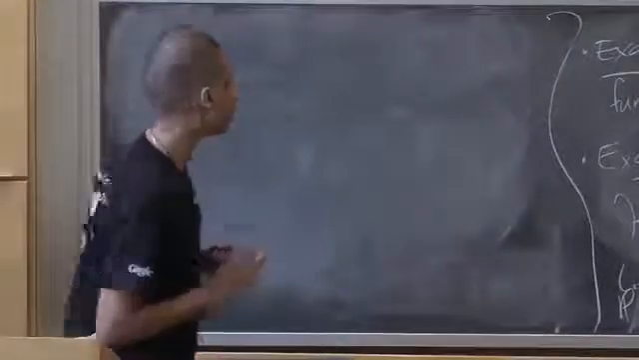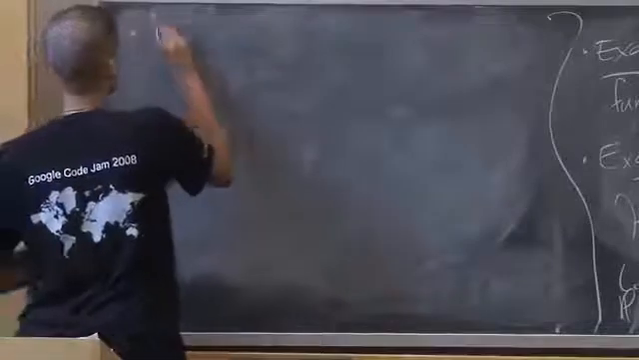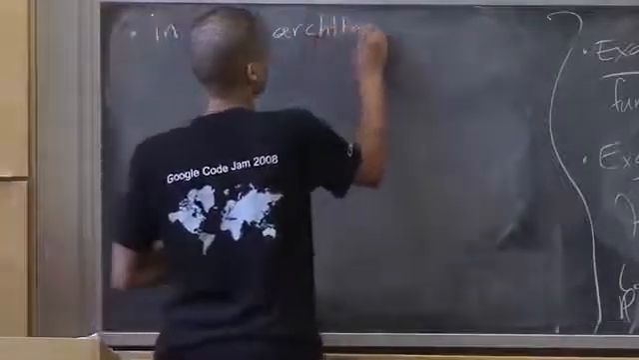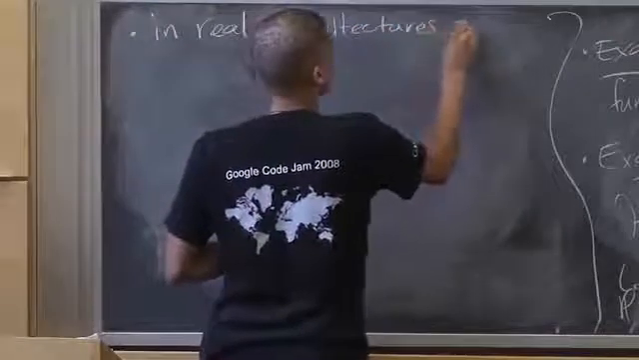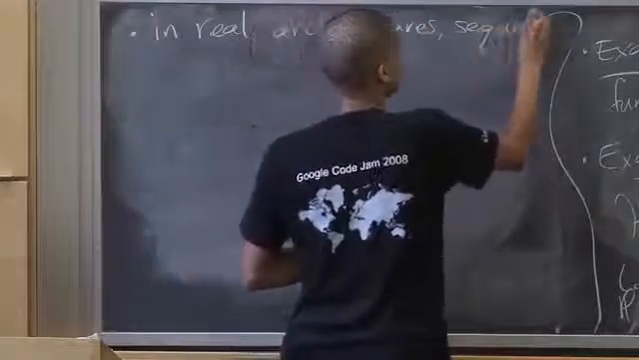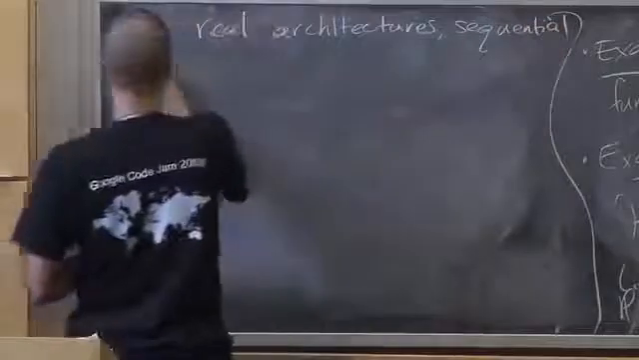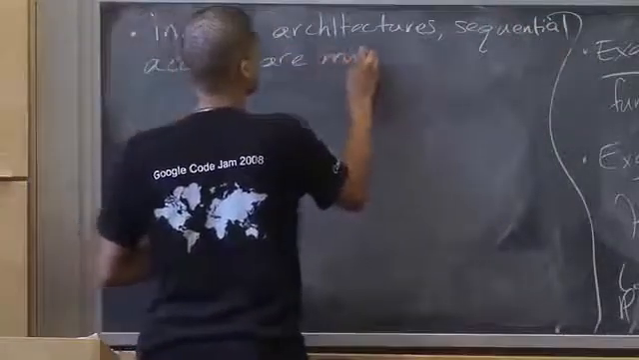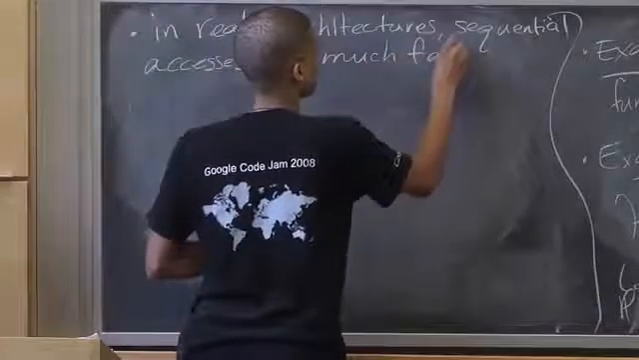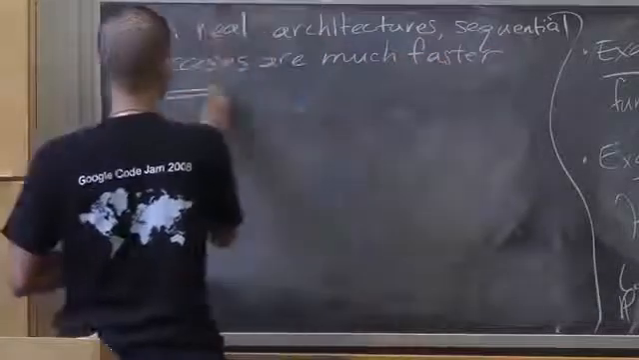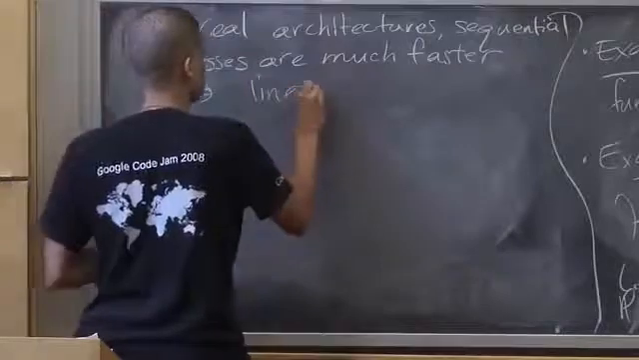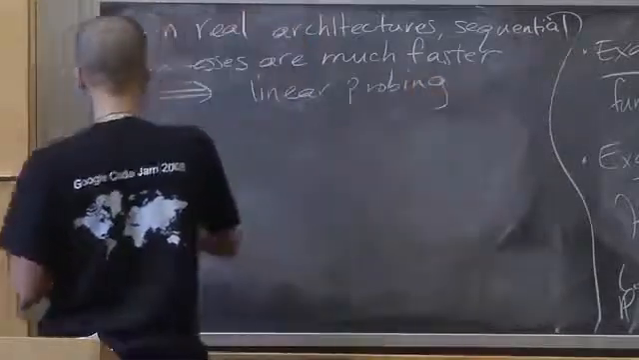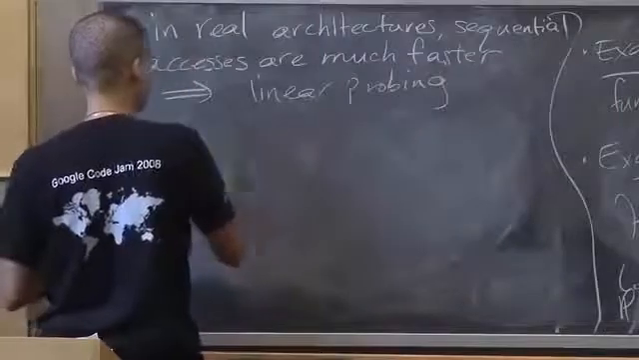So in real architectures, sequential accesses are much faster, which implies linear probing is good. What's linear probing? Let me write that array A.